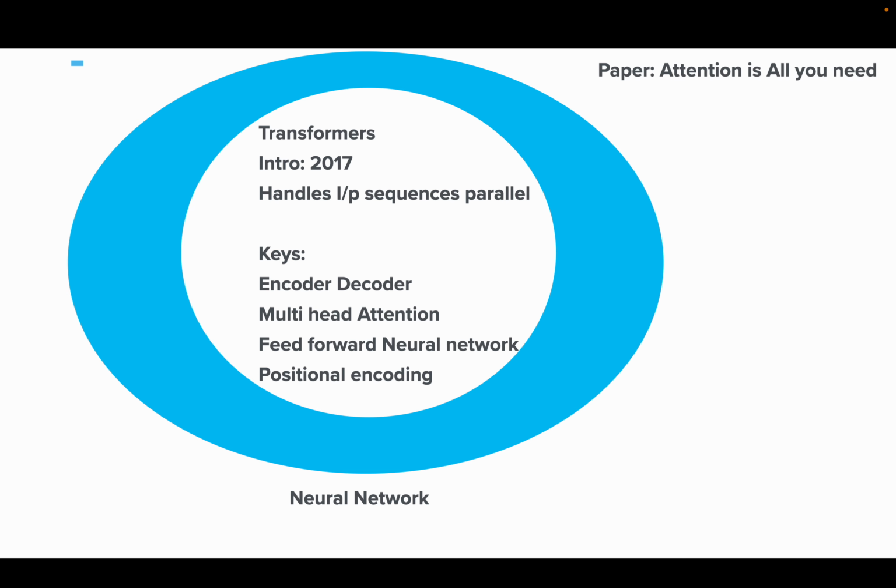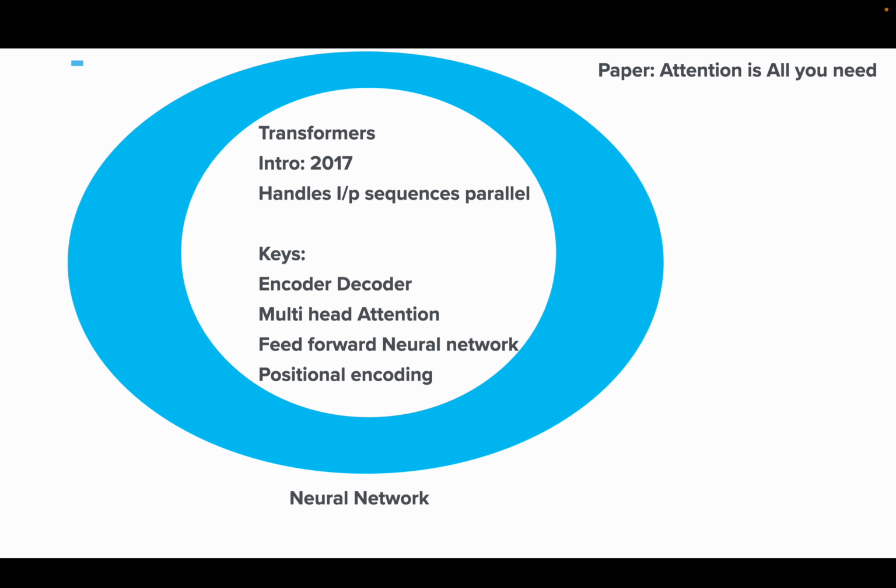So transformer was introduced in the year 2017. Basically, it's a subset of a neural network itself. So if we talk about it, after the neural network comes the recurrent neural network, where the RNN is handling the input sequentially, but the transformer is the next stage of RNN and it handles the input in parallel.